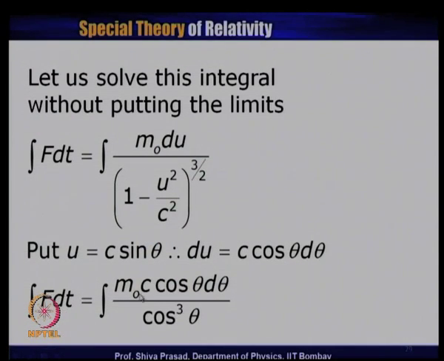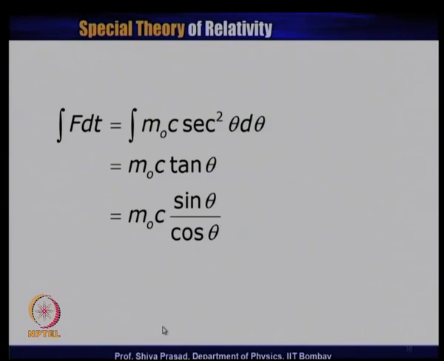Integral of f dt is equal to m naught, for du, as I have said, we have written c cos theta d theta divided by cos cube theta. The c remains here, and this cos theta will cancel with one of these powers. So this will become cos square theta, and eventually you will get 1 upon cos square theta, which is sec square theta d theta. So this equation becomes integral of f dt is equal to integral of m naught c sec square theta d theta. We know that sec square theta when integrated becomes tan theta. So this equation becomes m naught c tan theta.